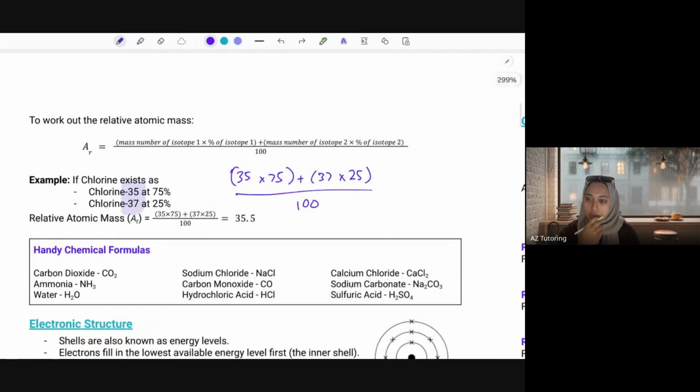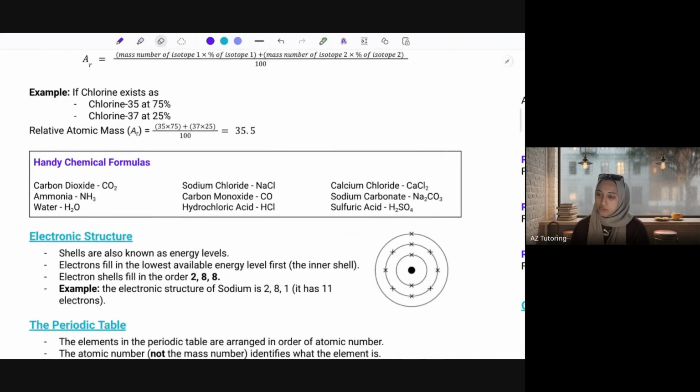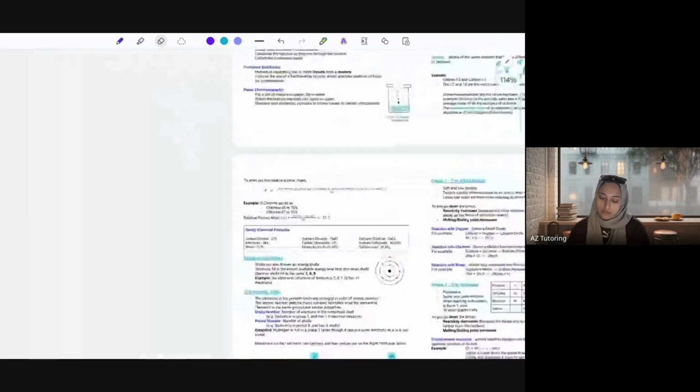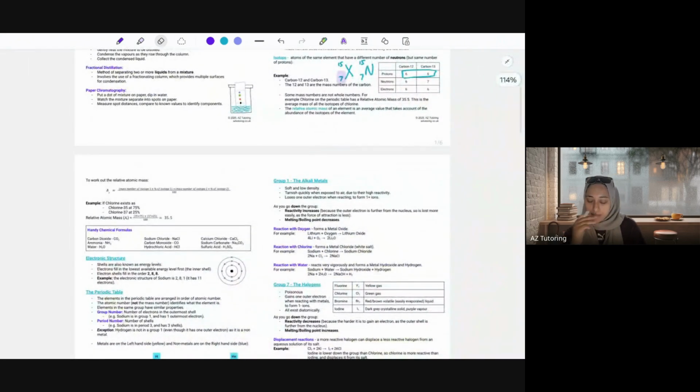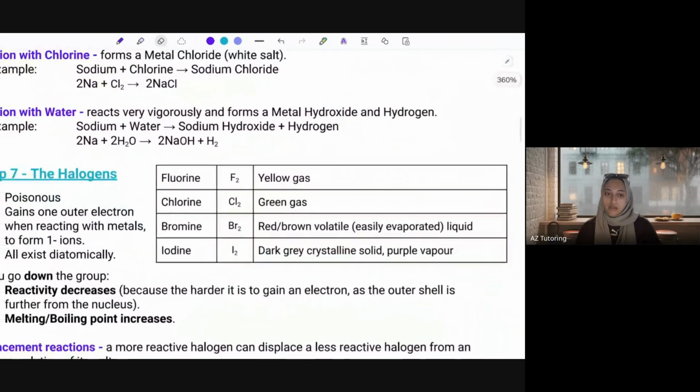Any more questions? What is bond energies? Bond energies is the energy required to break that bond or make that bond. They'll always give you those values. You don't need to memorize them. Make sure you also remember the colors of the halogens as well. That's quite common as well.